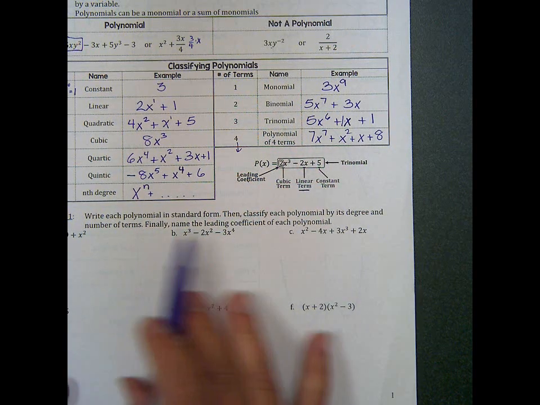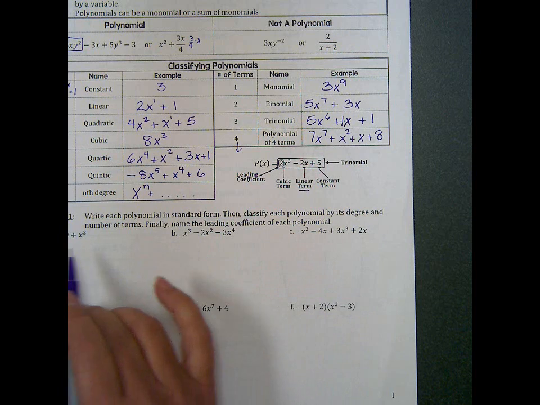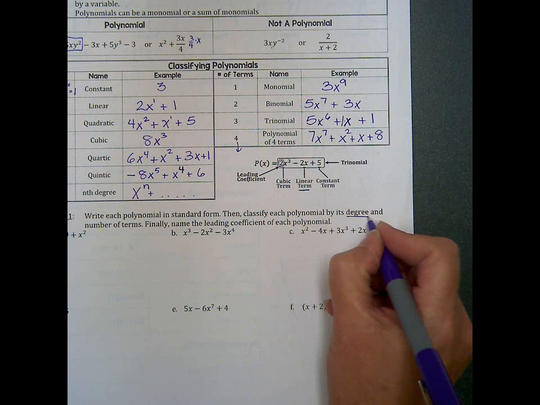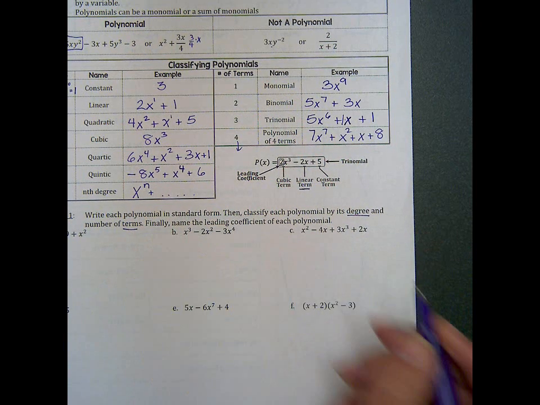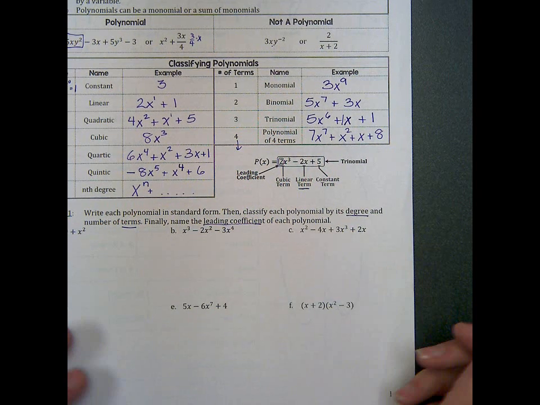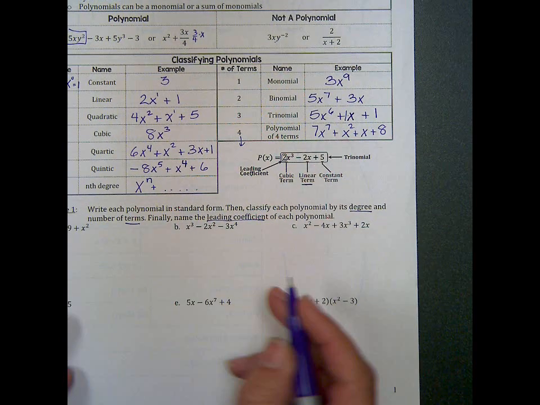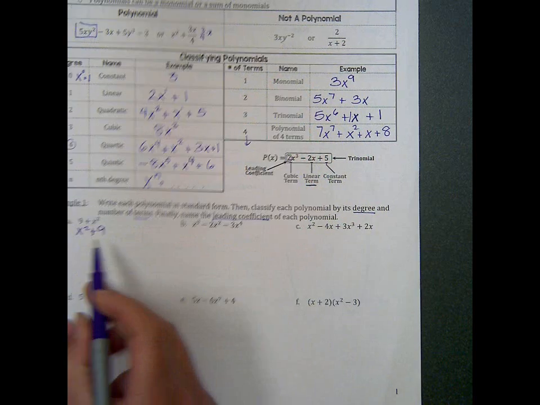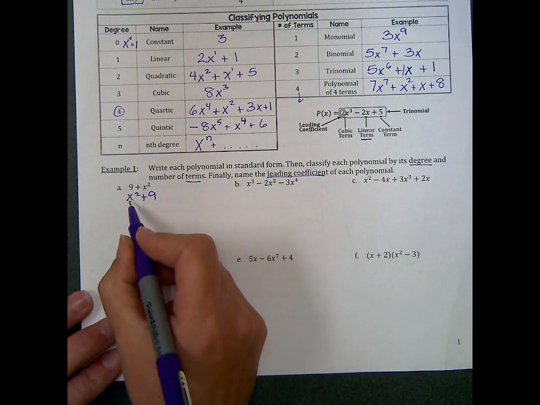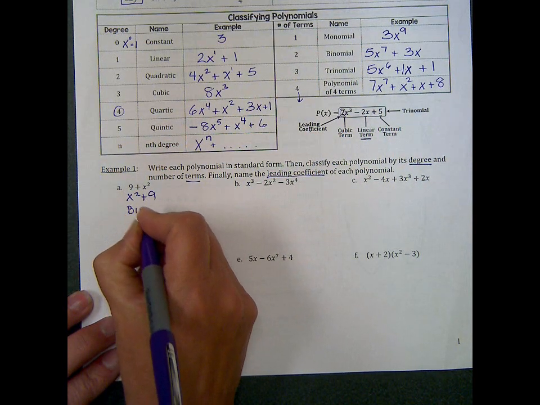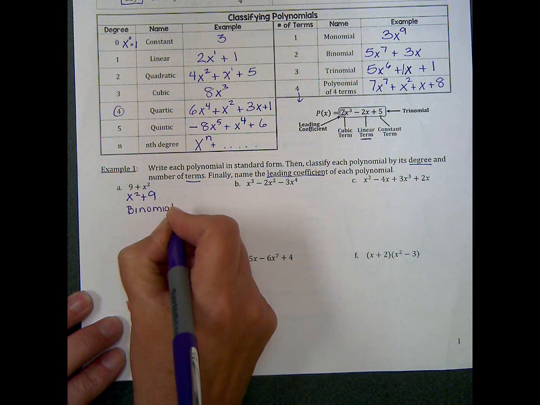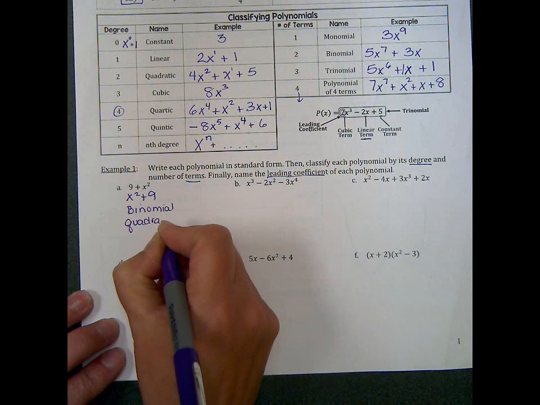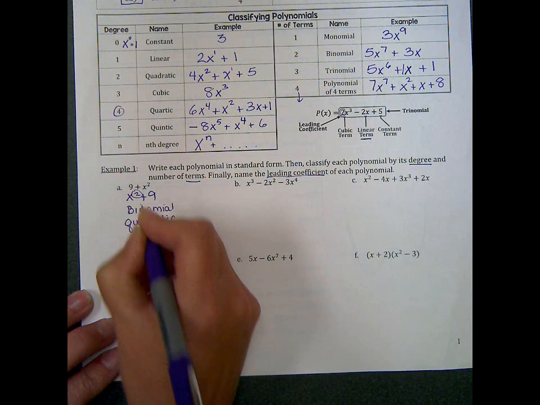So write each polynomial in standard form. So that just means we want to put them in decreasing order of degree, then classify each polynomial by its degree and its number of terms, and finally name the leading coefficient of each polynomial. So the 3 things we have to do. So this standard form, actually 4 things we have to put in standard form, make sure it's in decreasing degree. That is a binomial because there's 2 things. Name it by its number of terms, and it's quadratic because its highest degree is 2.